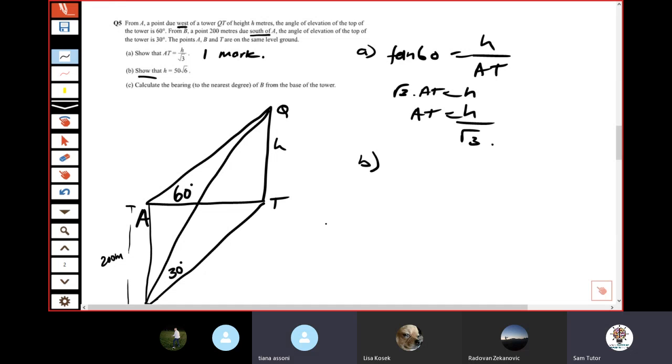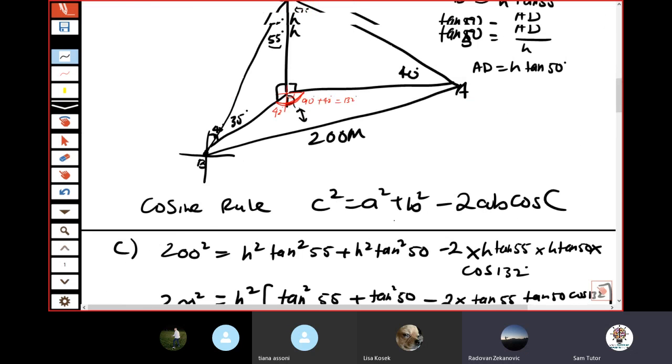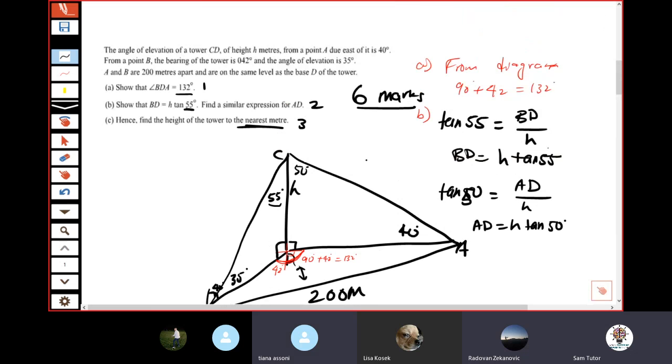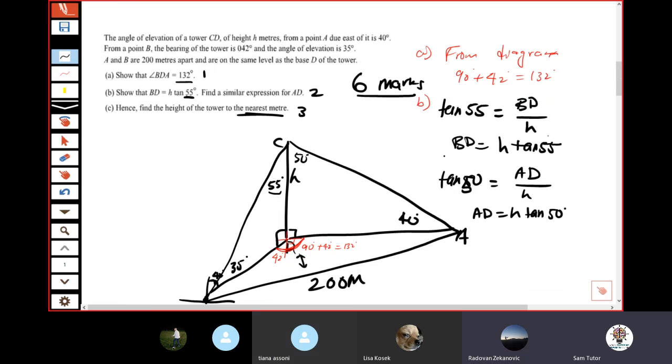Will we do the cosine rule again? Not yet. You can't do that yet. Okay, let me go up. What did I have to do? What did I do in B? Tiana, tell me, what did I do in B first? Right. What did I need? Okay, BD. And then what did I find?